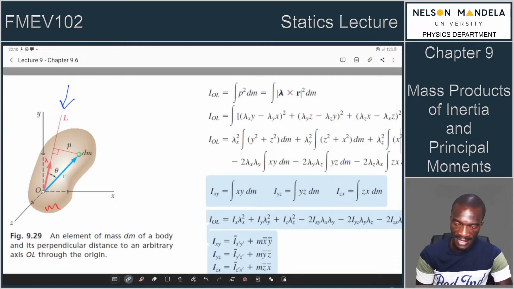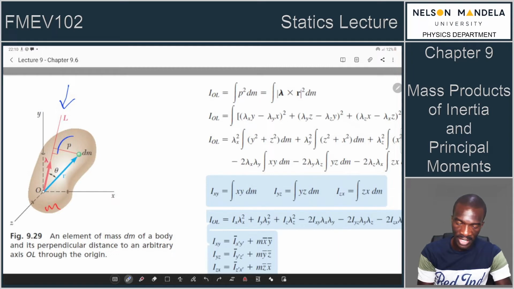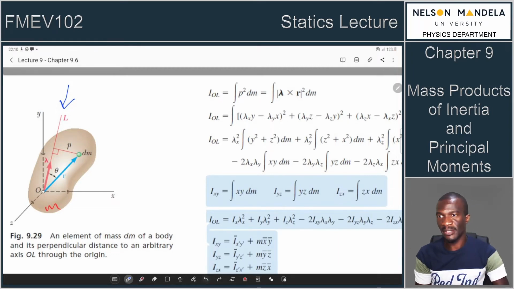As you can see, we have the XYZ axis on which we have some OL axis that is starting from the origin O. This axis points in a direction lambda, and the mass element is therefore located at some vector r from the origin. The angle between the direction of the vector and the axis is theta, and then we can use some p there to relate our r and our lambda.